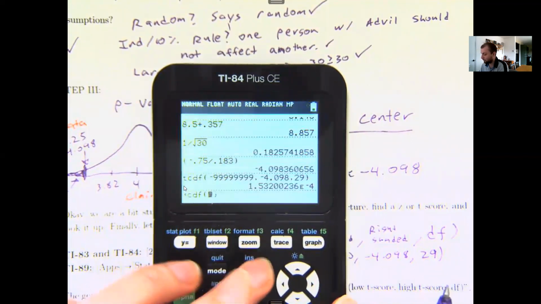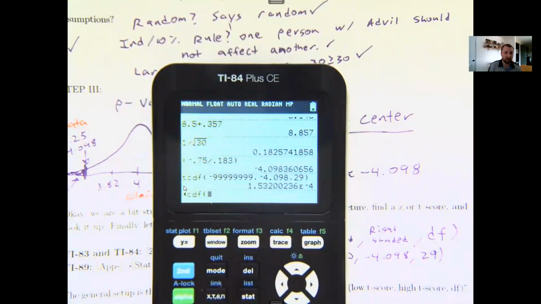Give me just one second. Perfect. Like this in your calculator, it's just going to start with this TCDF, and it's going to blink with you ready to type in numbers.